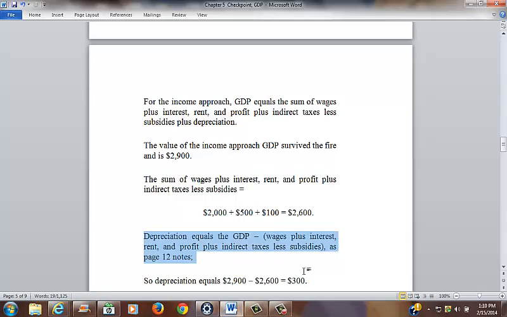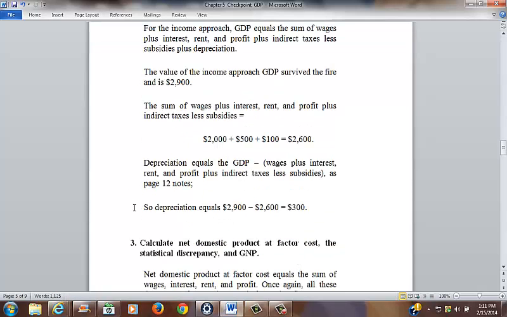Depreciation equals the GDP minus the whole series of items, minus the wages, plus interest, rent, and profit, plus indirect taxes, less subsidies. That's on as the page notes. So depreciation equals 2,900 minus 2,600, or $300.